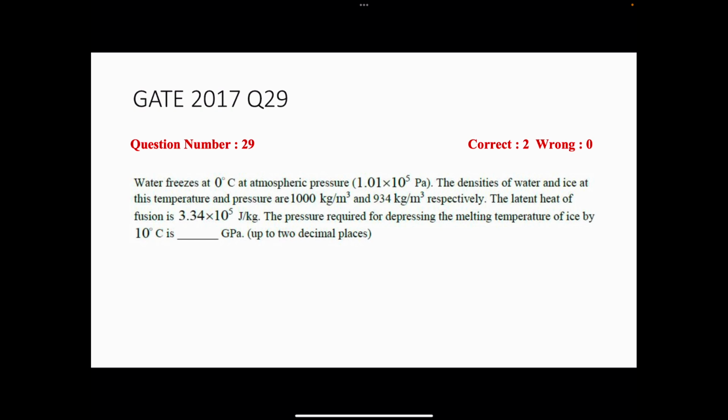The pressure required for depressing the melting temperature of ice by 10 degrees Celsius is, that is, to reduce the melting point of the ice by 10 degrees Celsius, how much change in pressure is required, that is we need to find out. The answer has to be given in terms of gigapascals, and 1 gigapascal is 10 to the power 9 pascals. We have to give it in that particular form, and up to 2 decimal places. Okay, so let's see.